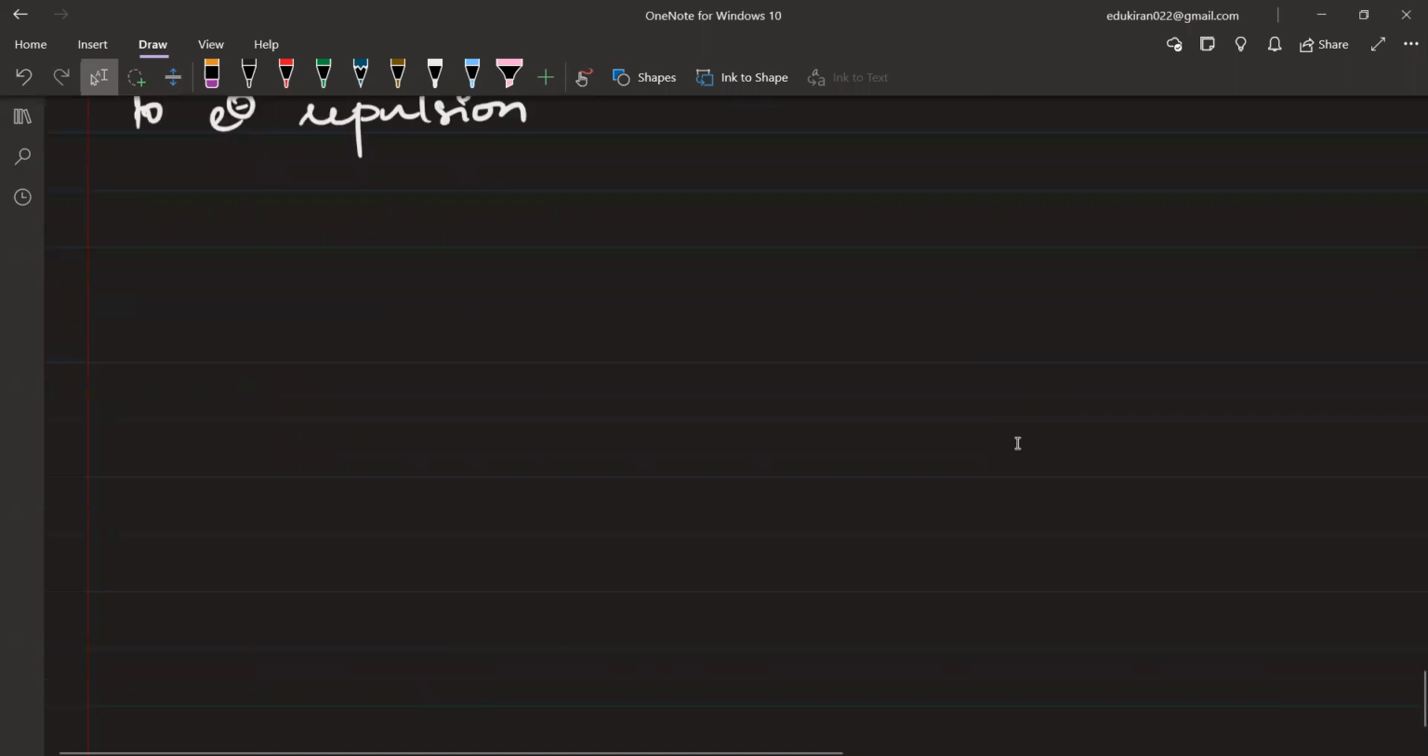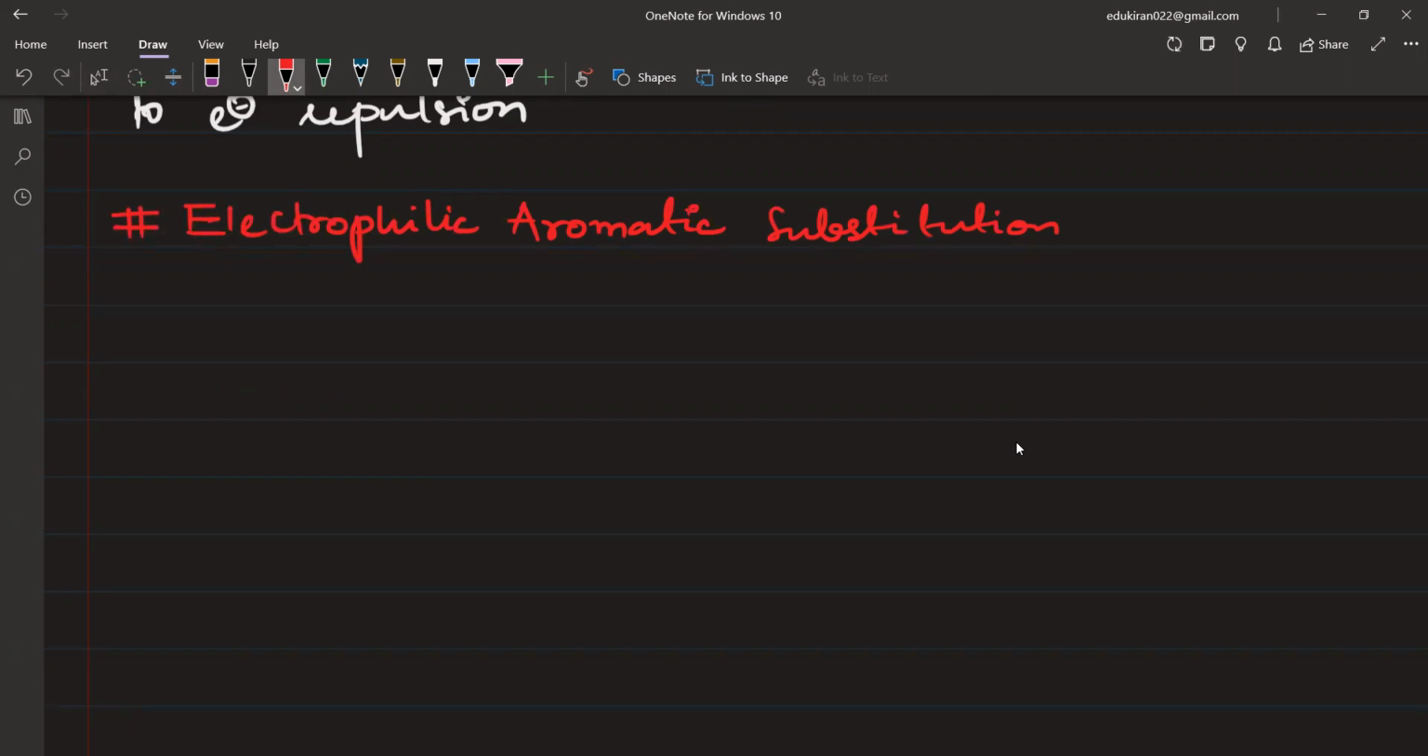Right, next: electrophilic aromatic substitution of ethers. I can scroll up for one second. Okay, right here, alkoxy group.